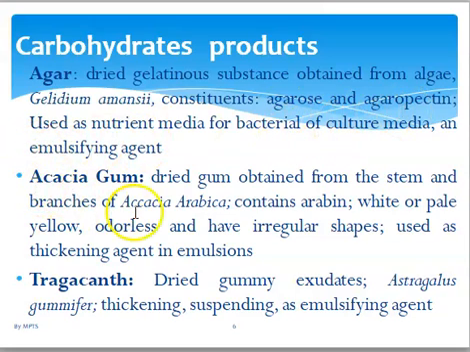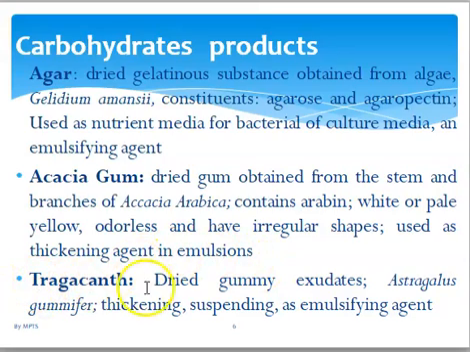Acacia gum from Acacia arabica. Now, all these ones you have to know the description of, because when you're going into extraction, there's no way you can extract what you don't know. Of course, it's white to pale yellow, odorless, and has a regular shape. I hope you have seen this one because we have it in the laboratories. It's a thickening agent in emulsions, and also a suspending agent.